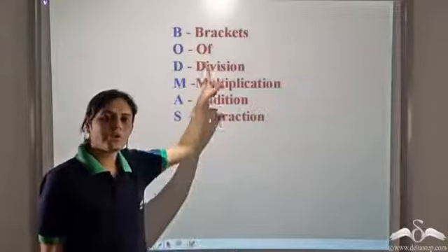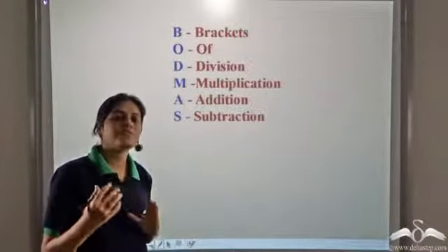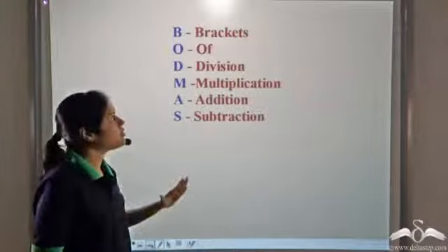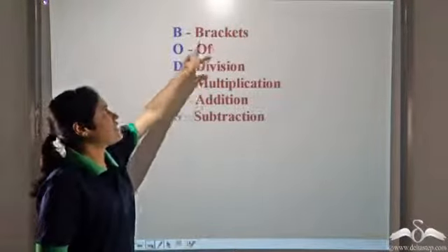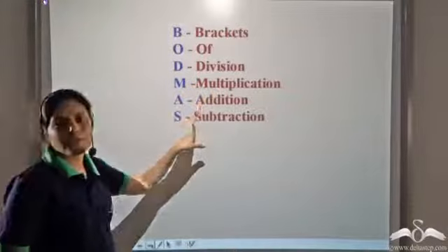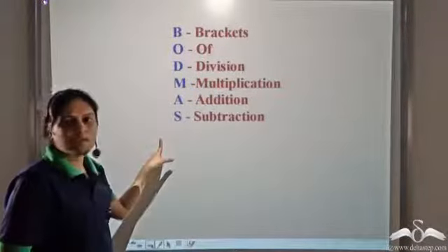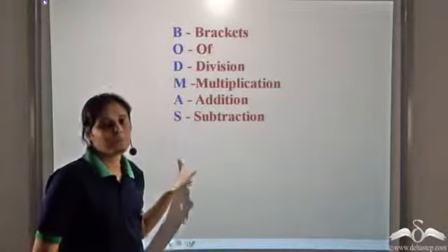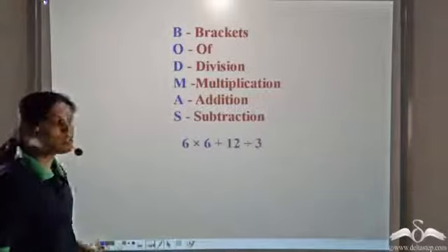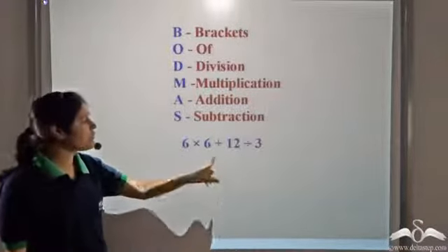So this is the order we follow when we have to simplify any expression. To remember it, we take the first letter of each operation, write it as BODMAS and remember it as BODMAS. Now let us try and solve our expression using BODMAS.